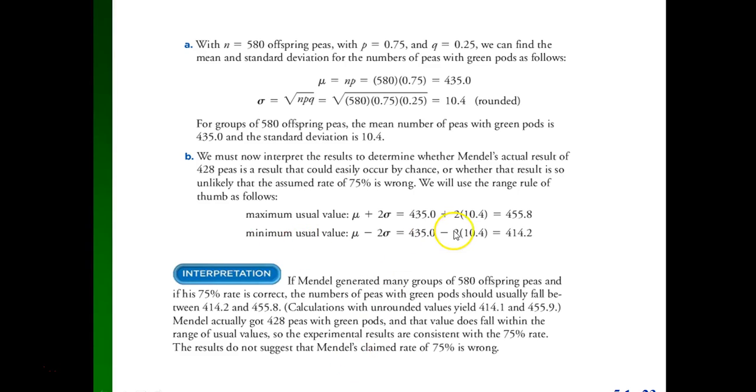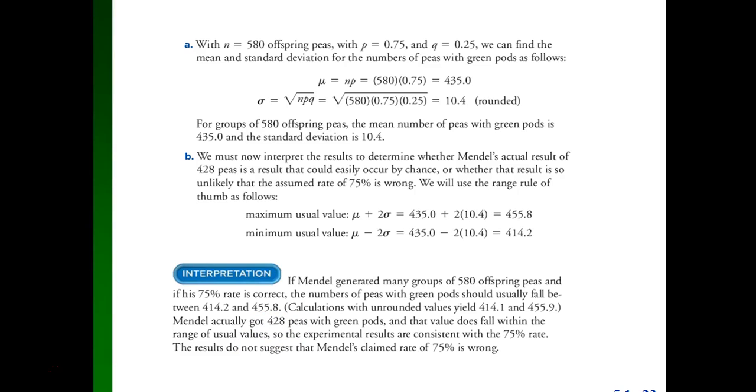So 10.4 twice, add that on to the mean, you get a high end of 456, we'll say. And then if I subtract 2 standard deviations off, then I'll get 414-ish. And so my usual range of values, if I do this experiment many times with 580 pea pods that I'm planting, I can expect somewhere between 414 and 456 of them to be green. Given that, 428 is a usual value. That is not something that raises any kind of concern.